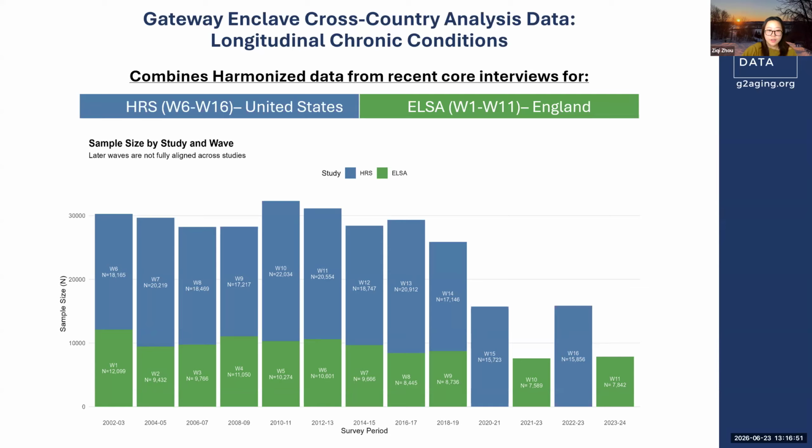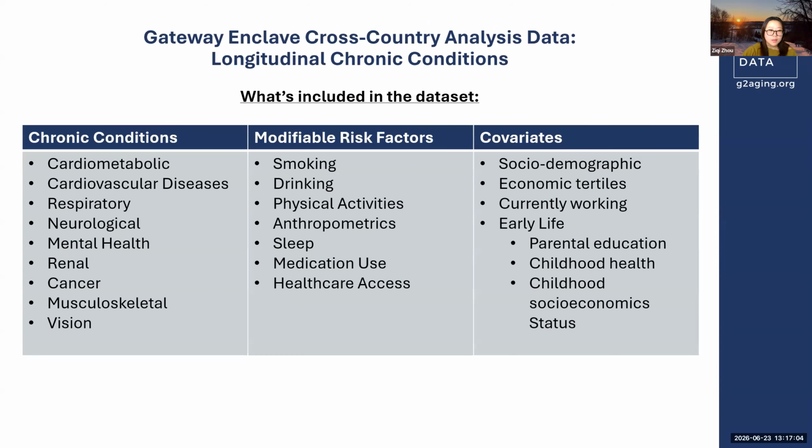Together, these studies provide approximately 2 decades of longitudinal data, allowing researchers to examine both cross-sectional differences and long-term changes in health and aging. The dataset contains three major categories of information. First, chronic conditions. This includes cardiometabolic conditions, cardiovascular diseases, respiratory diseases, neurological conditions, mental health conditions, renal disease, cancer, musculoskeletal conditions, and vision-related conditions such as glaucoma.